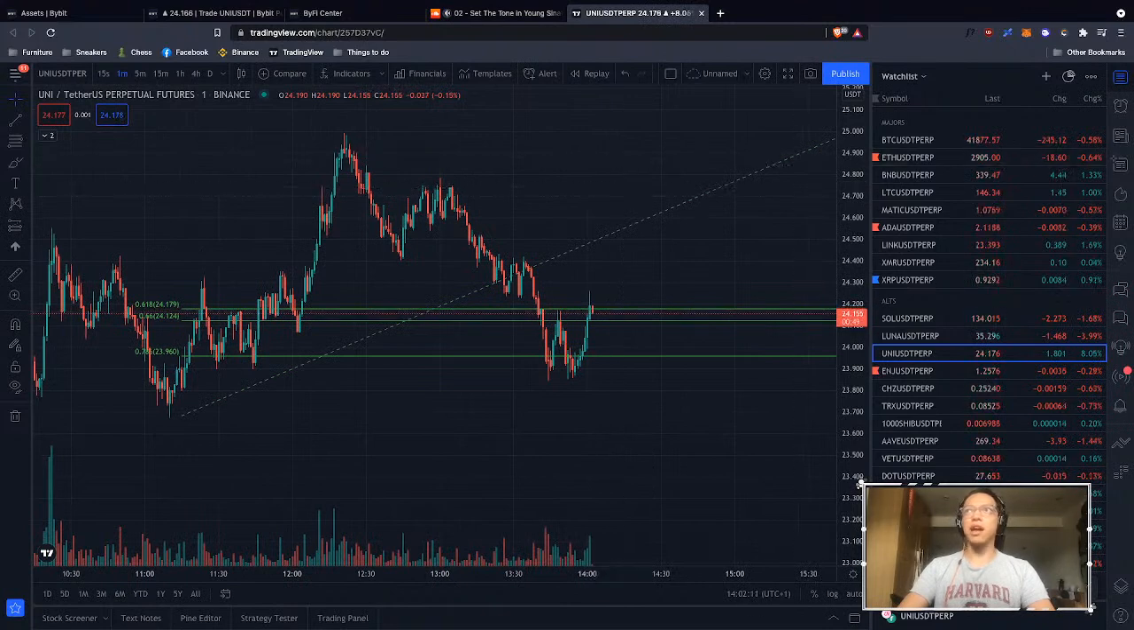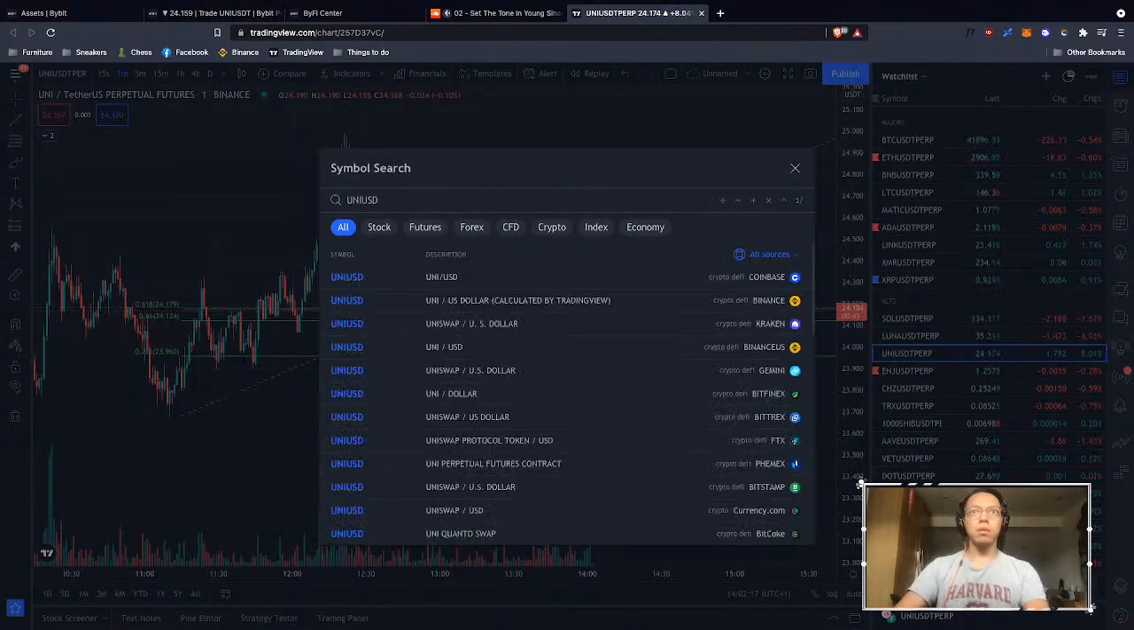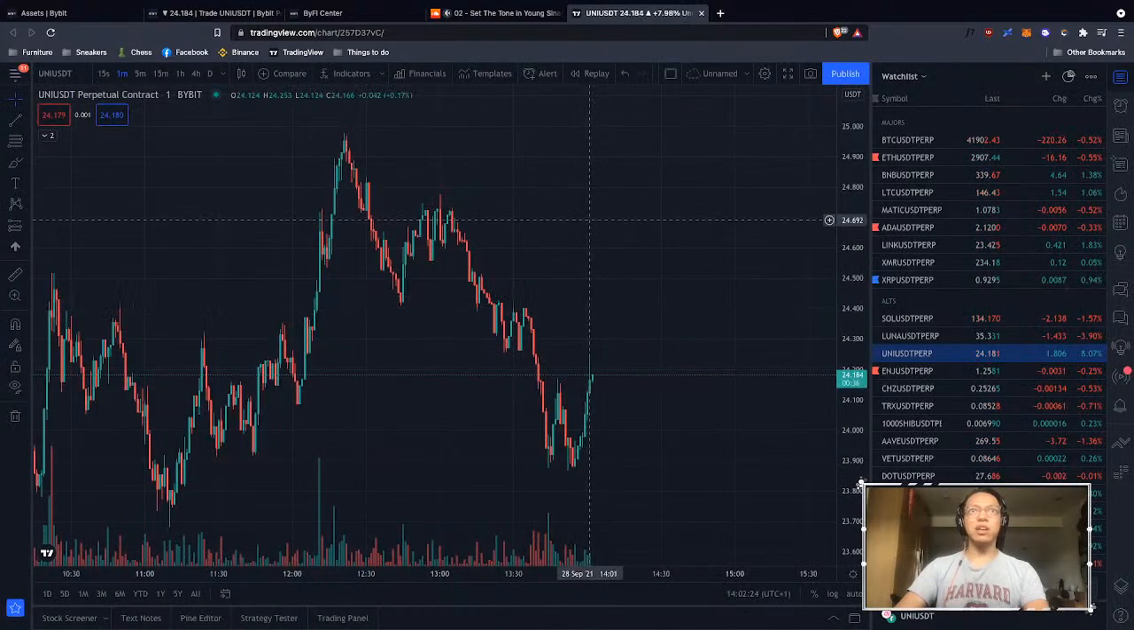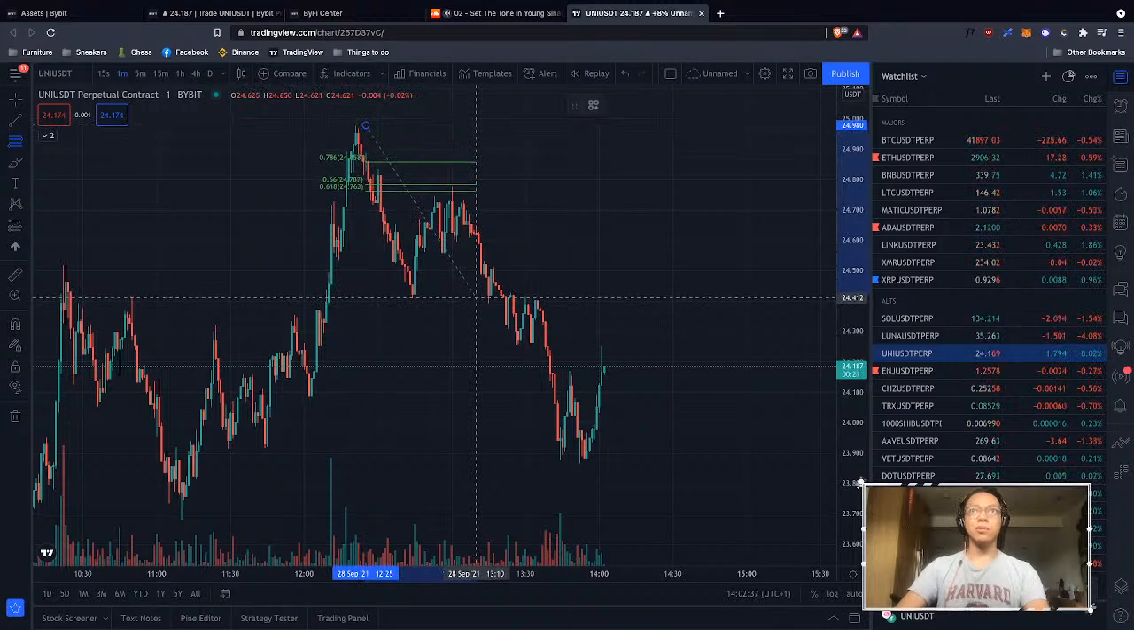Actually, let's look at the Bybit chart. What am I doing? Bybit. We didn't catch the very top, or this wick, however, we did catch this, and I believe that was a fib pull. Of course it was.